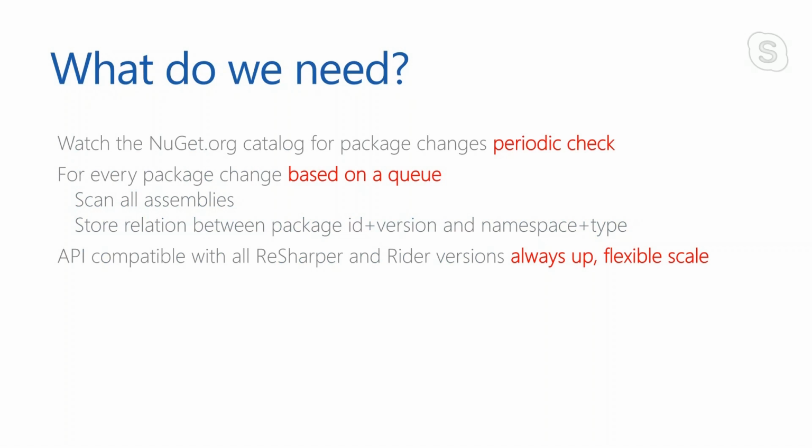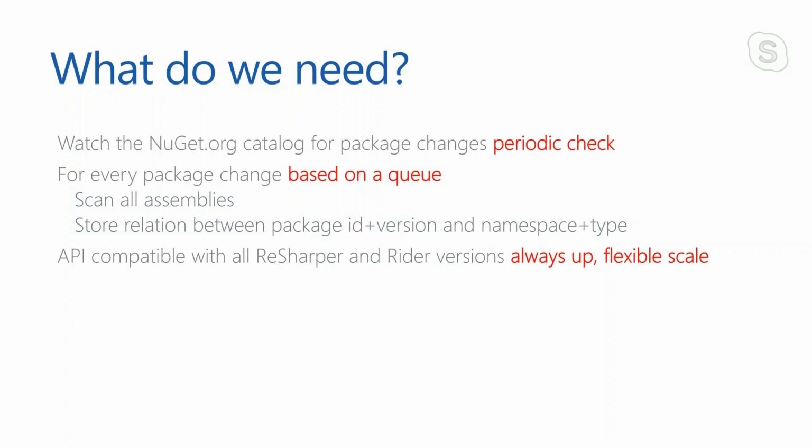So maybe we want to fan that out and have multiple processes running based off a queue so that for every package change, we can run that code as quickly as possible to index that package into our own index that we use in ReSharper and Rider. Of course, that API that we want to build can be anything, could be a web API, could be something that we run in Azure Functions or whatever, doesn't really matter that much as long as we can serve up some JSON and handle some HTTP requests.